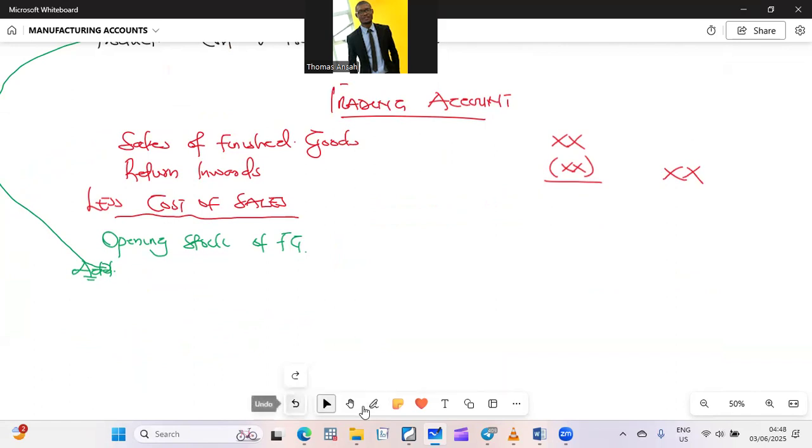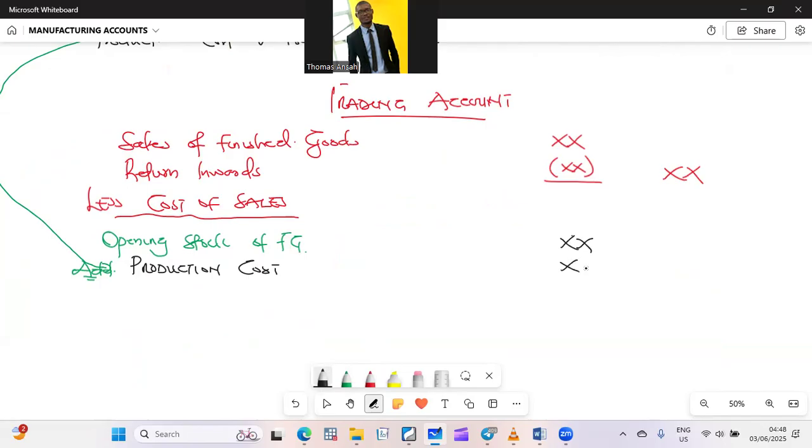Let me change the ink so that you know what figure you are bringing there. That production cost that you have calculated. All right. You add production cost. So here you go. Add production cost. But if the entity bought some extra somewhere, then you add purchases of finished goods. Maybe they bought some, apart from the one that they produced, they also bought some. Then you add it, all right?